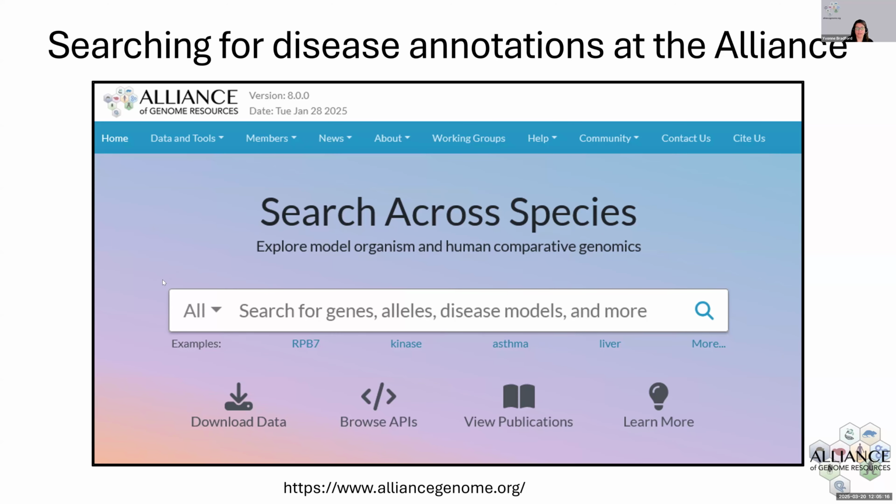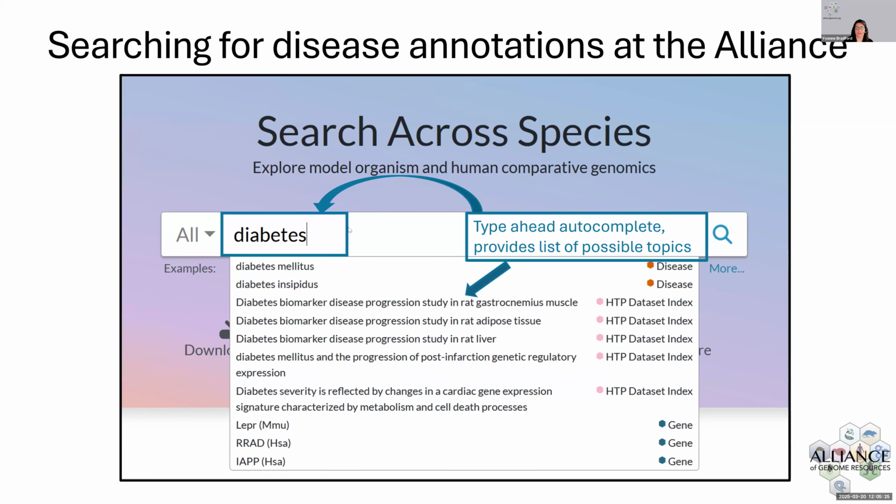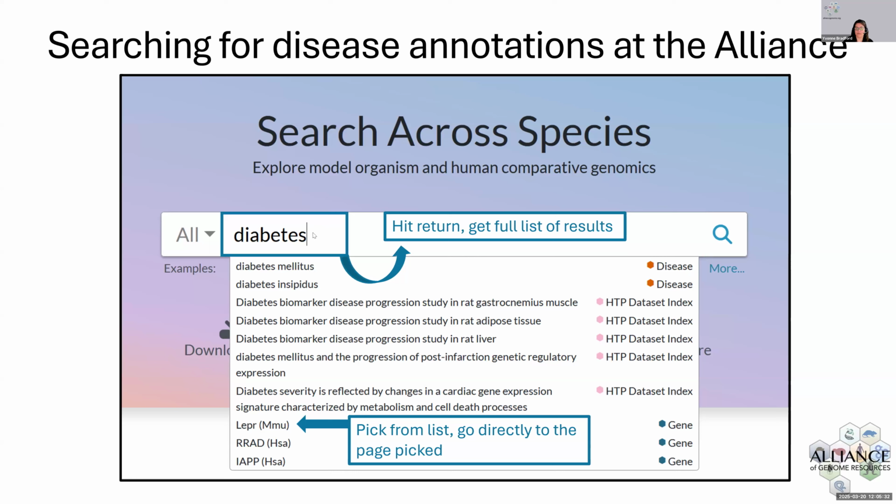Okay, so we're going to search for disease annotations at the Alliance. This is the Alliance homepage. On the homepage, there's a text entry box. You enter your text here. It is a type ahead autocomplete. It provides a list of possible topics. If you hit return after you're done typing, you'll get a full list of the results that match your text input. If you pick something from the list here, that will take you directly to the page that you picked. Okay, so we're going to hit return after having typed in diabetes.